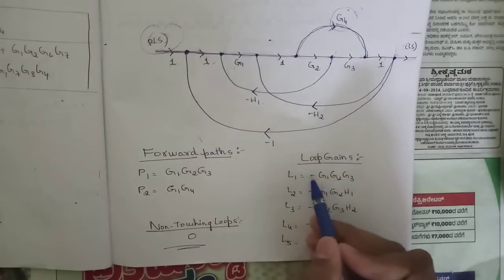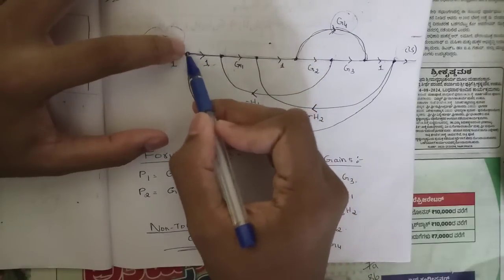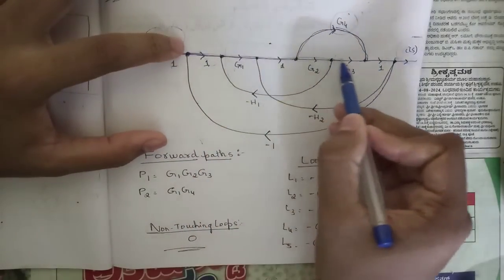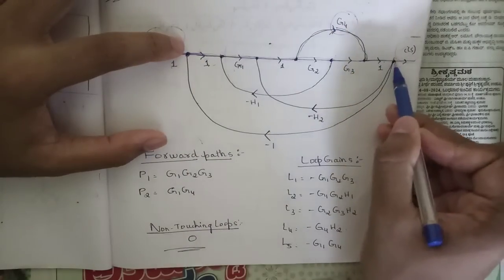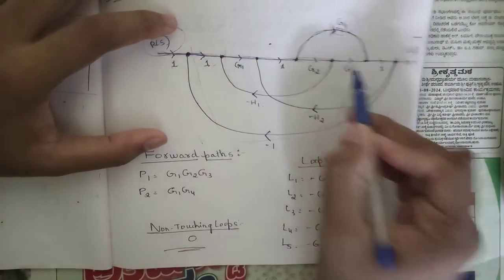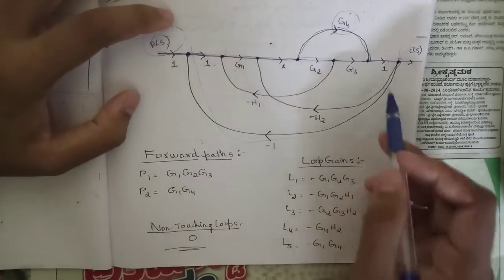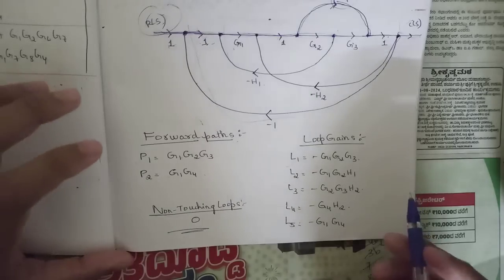First loop L1 is minus G1, G2, G3. We can see this outer loop here. It starts from here and moves in this direction, and from this point it moves like this. That is G1, G2, G3 and minus 1. So the first loop is the outer loop, that is minus G1, G2, G3.